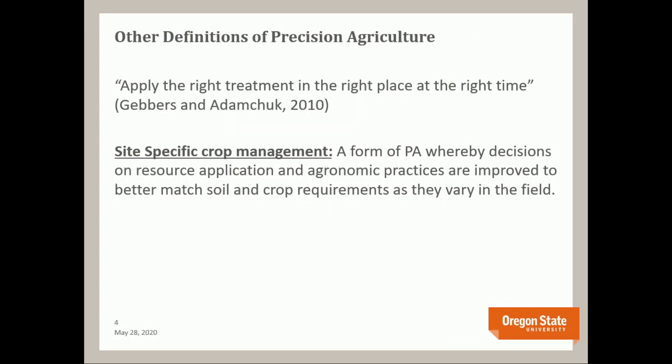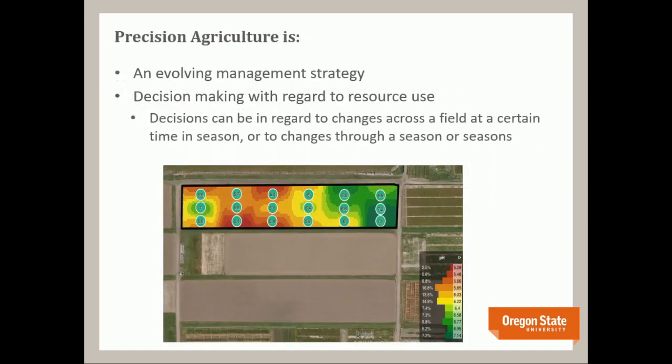Other definitions of precision agriculture include applying the right treatment in the right place at the right time, or site-specific crop management, a form of precision agriculture whereby decisions on resource application and agronomic practices are improved to better match soil and crop requirements as they vary in the field. Precision agriculture is an evolving management strategy based on decision making with regard to resource use. Decisions can be in regard to changes across a field at a certain time in a season, or changes through a season or seasons.